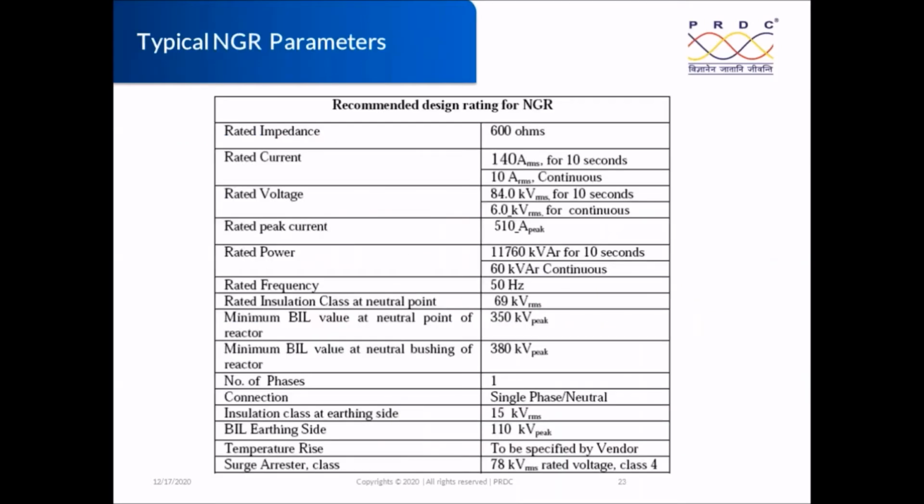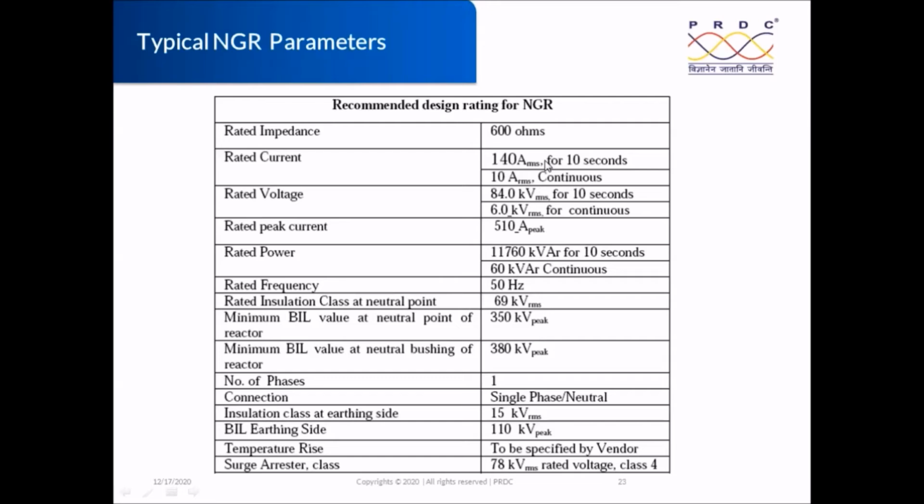So for this neutral reactor, these are the typical technical parameters to be specified from the study. What could be the rated impedance, and at what frequency? Based on that inductance value, we can calculate. For example, in this case, we are showing 600 ohms. The rated current, this is 10 seconds.